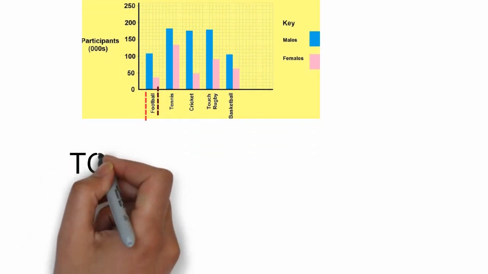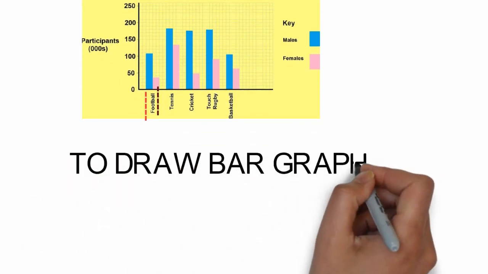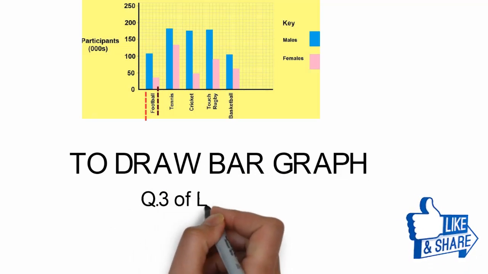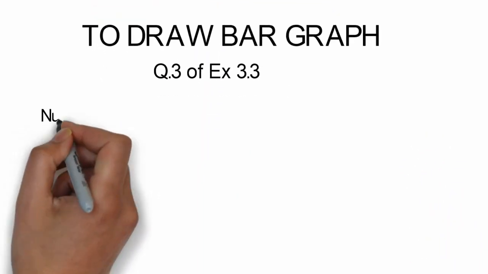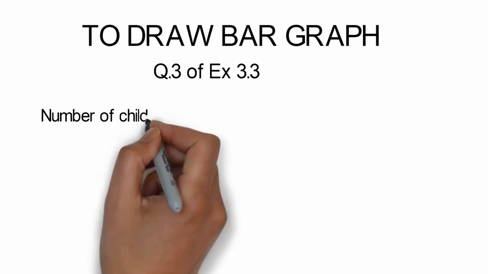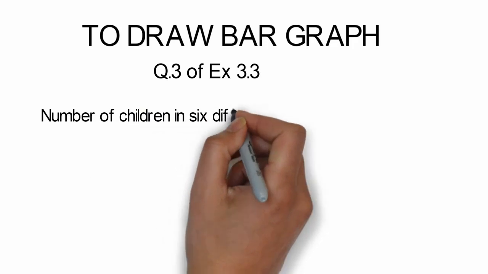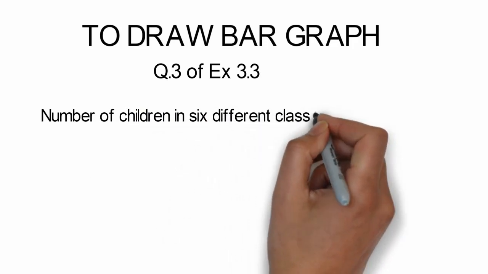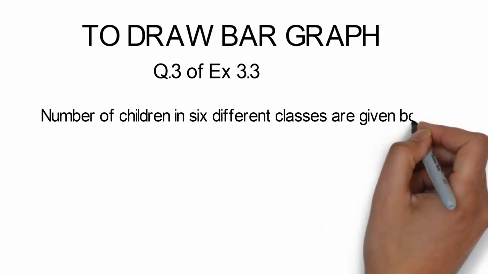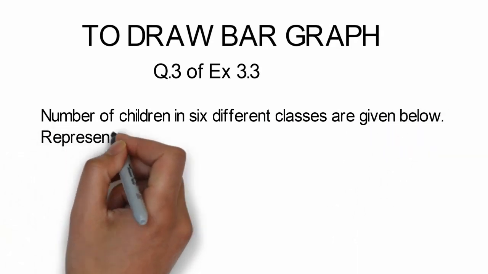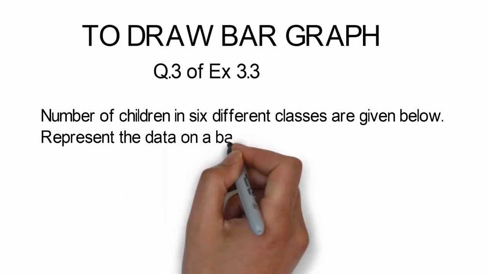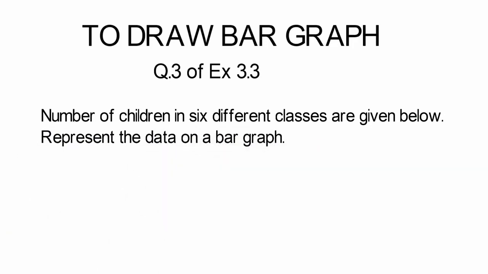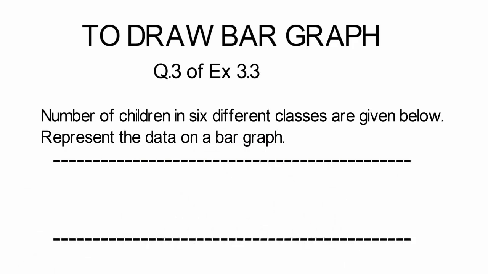Now let us learn to draw a bar graph. How to draw the bar graph. So here we are taking question number 3 of exercise 3.3. So what is the question? The question is: number of children in 6 different classes are given below. Represent the data on a bar graph. So here is the table which shows the number of children in 6 different classes. What are the 6 different classes? Let us see what the table is. This is the table.